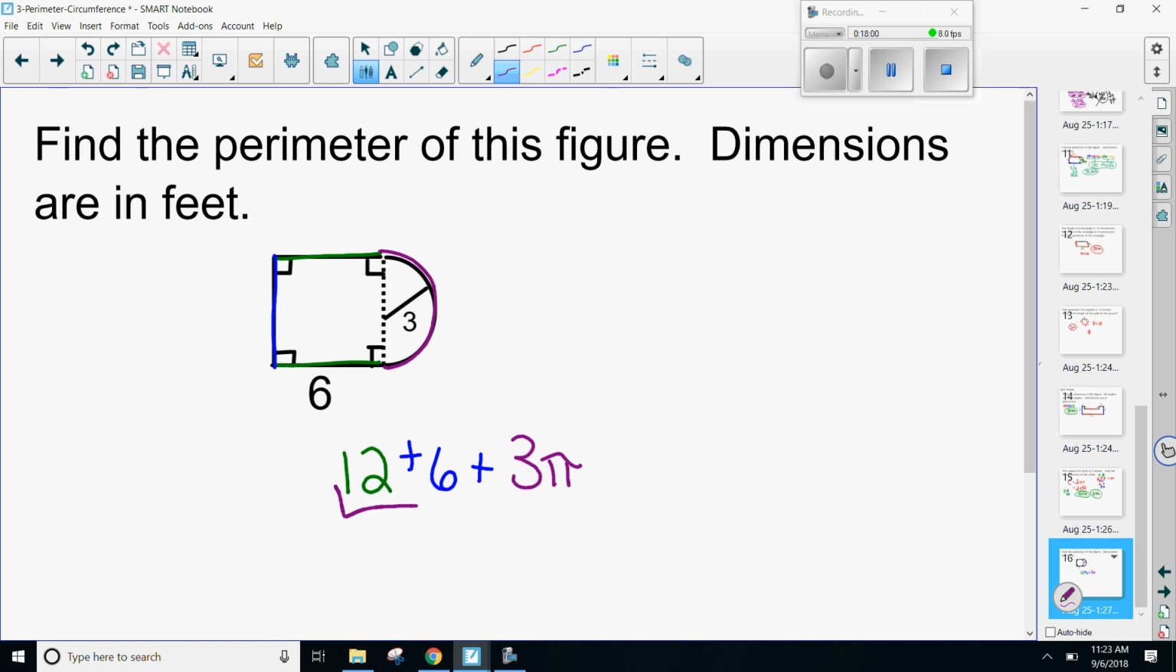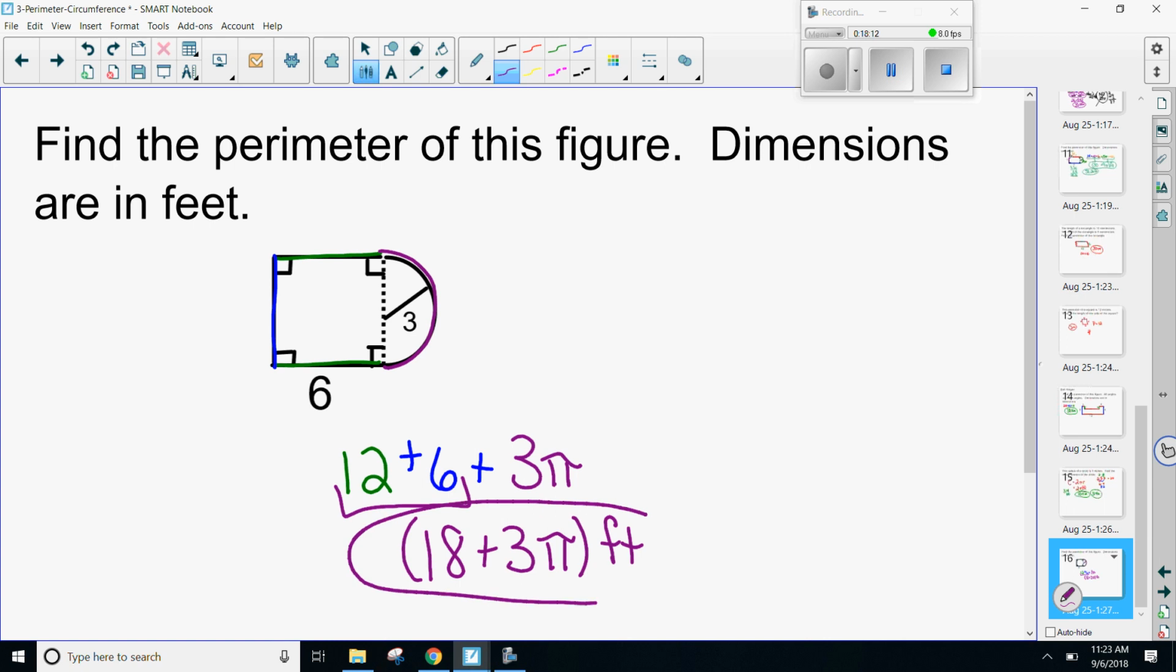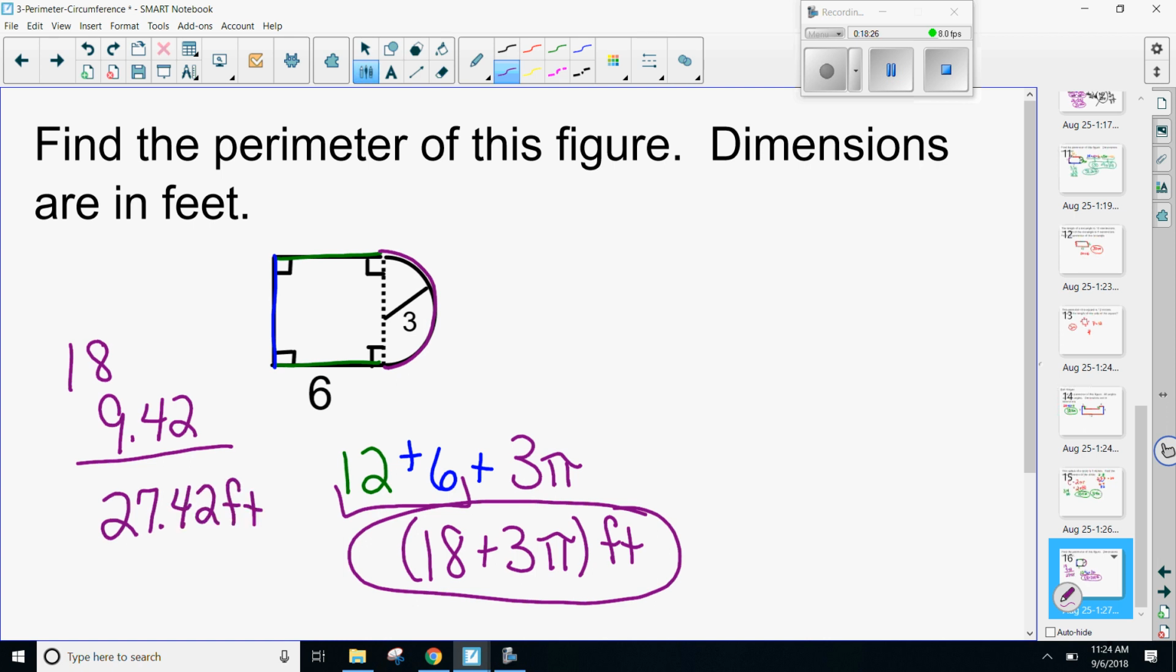So if I group the straight segments together, the line segments together, you end up with 18 plus 3 pi. And your units are in feet. There's one answer. If you were to calculate it, 3 times 3.14 is 9.42. And you would have to add 18 to that, and you should receive an answer of 27.42 feet.